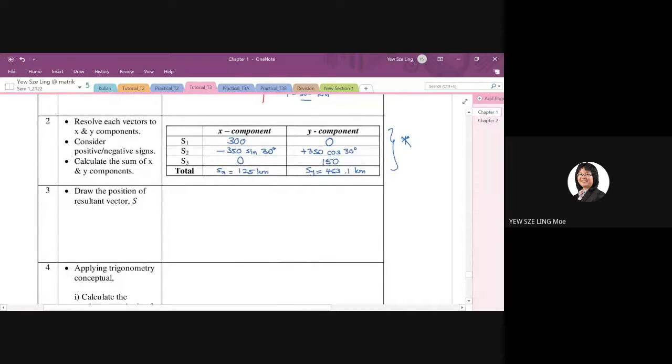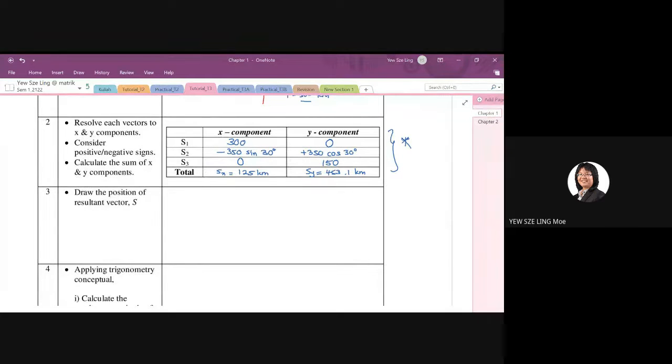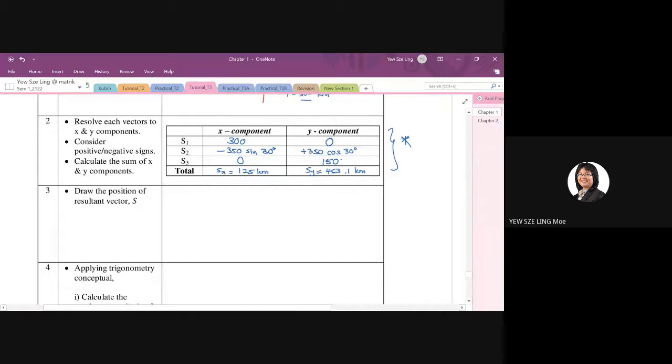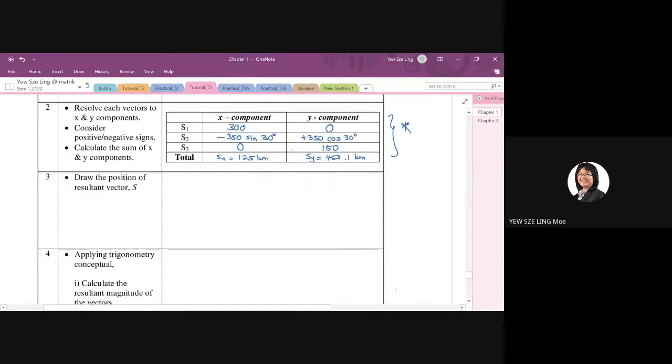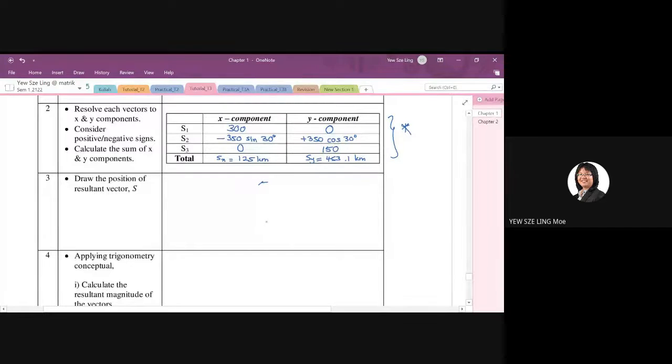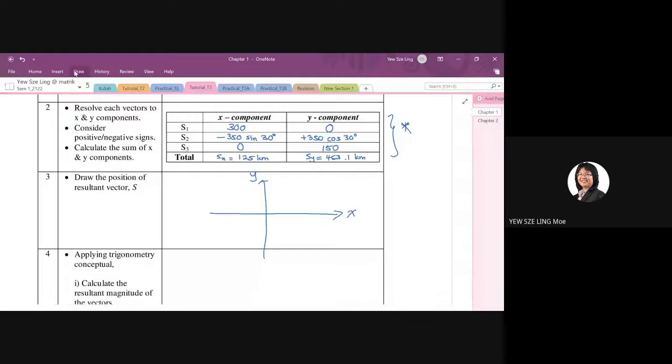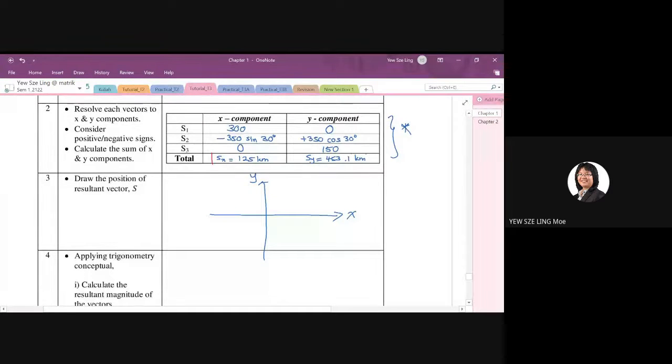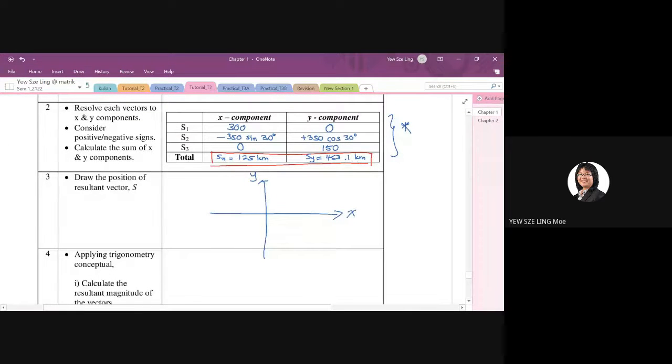Try to mark it yourself, see whether you got all of them correct. It's very, very important, the table. So now that you have this table, you can determine the final position of the resultant vector. So x component, y component. As usual, we are going to look at these two values to determine where our resultant vector is.